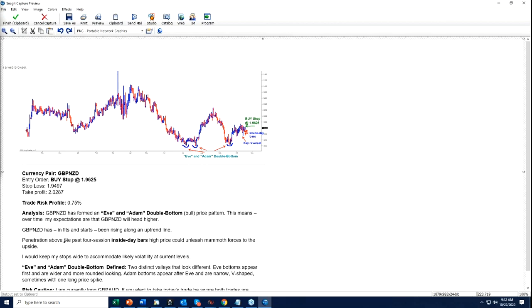And I said pound New Zealand has been rising in fits and starts along a long-term uptrend line. I'll look at the weekly chart. And then I said penetration above the past 4-session inside day bars. So you can see that you had this huge coil. You had these 4 days where it just sat there. And then I always anticipate that there's going to be an unleashing of forces. And by virtue of various bullish price patterns I was looking at, I was surmising that the forces would be to the upside. And then I give you the definition of an Eve and Adam double bottom.